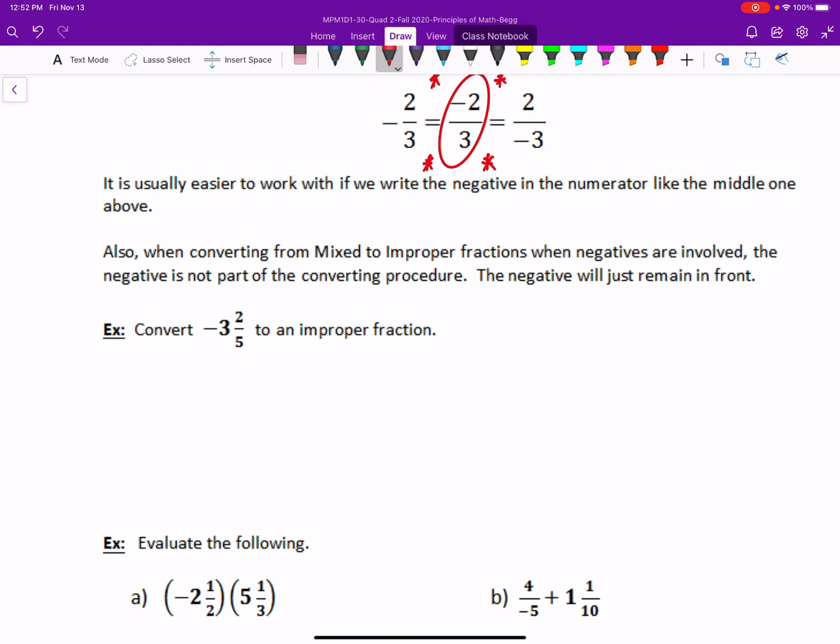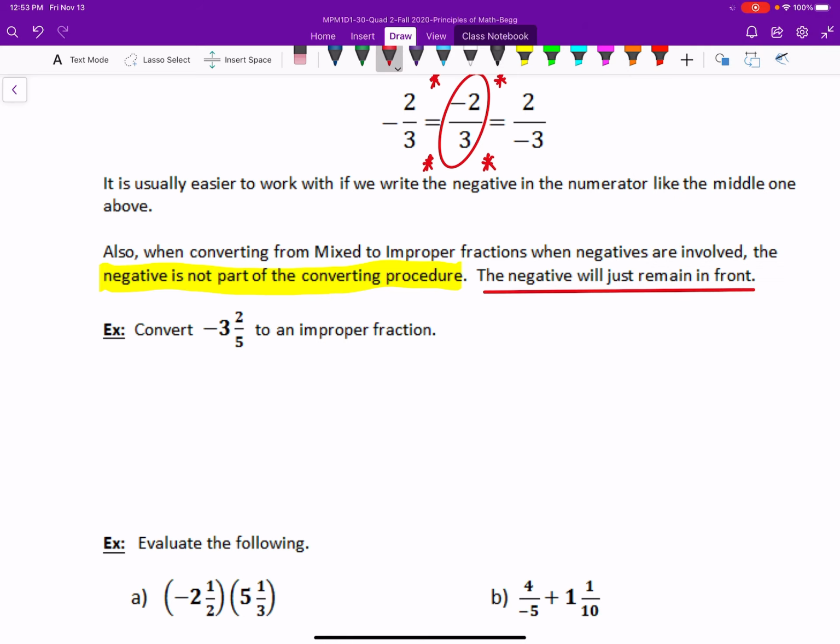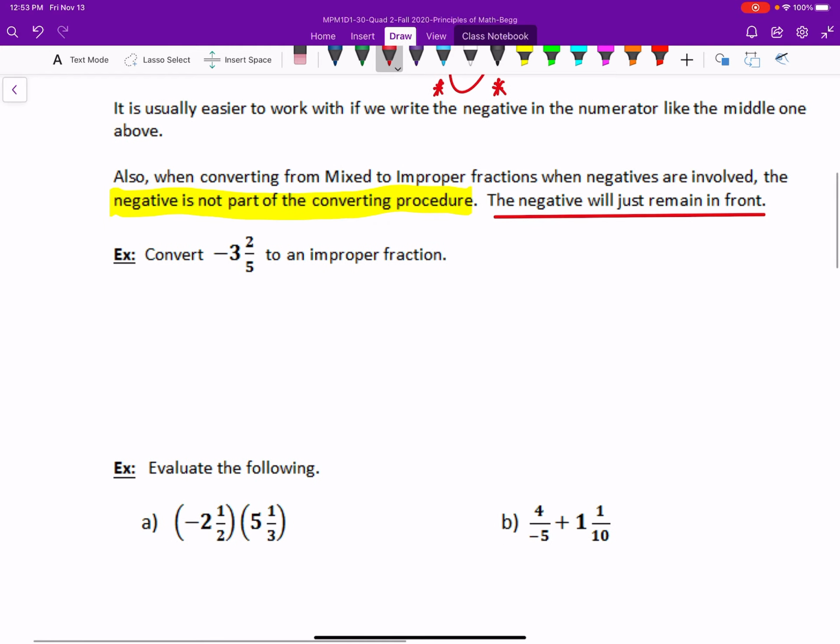Also, when converting from mixed to improper fractions, when a negative is involved, the negative's not part of the converting procedure. So that's important to remember. It just stays in front. The negative number just stays in front. We don't have to do anything with it. In fact, while we're converting from a mixed number to an improper fraction, forget about it. Just put that negative sign up front. Either do it first or do it at the end. I'm going to do it at the end.